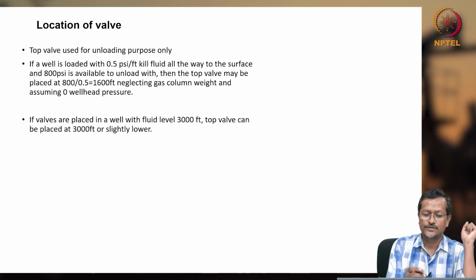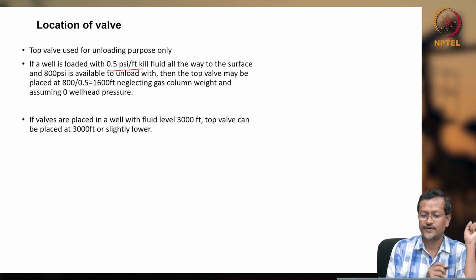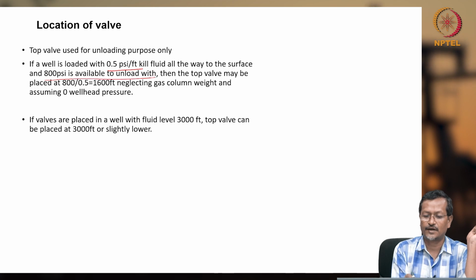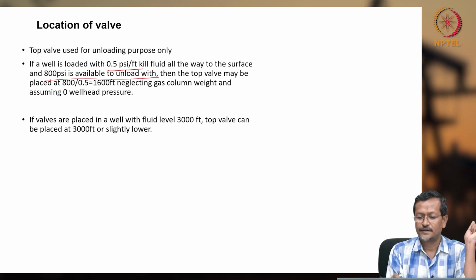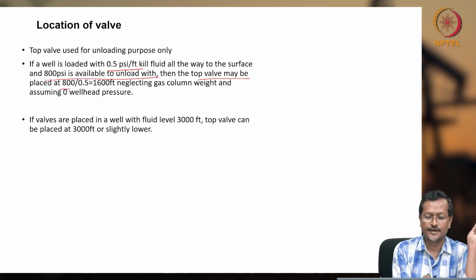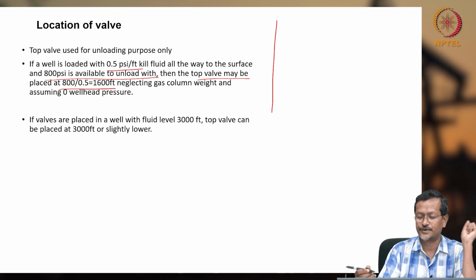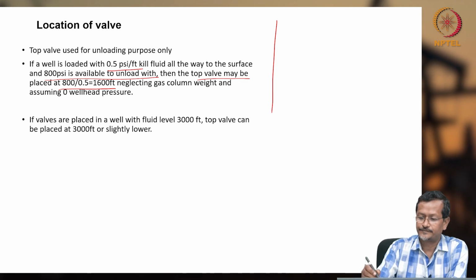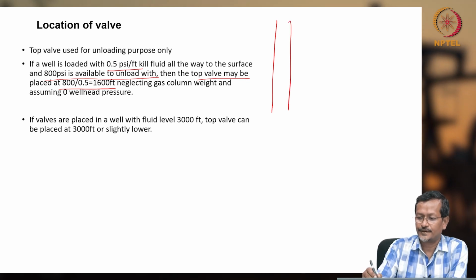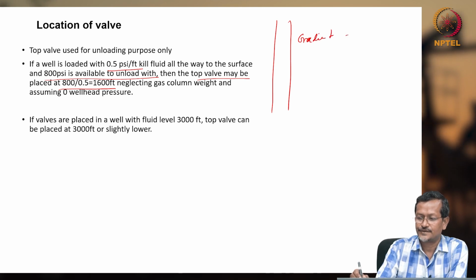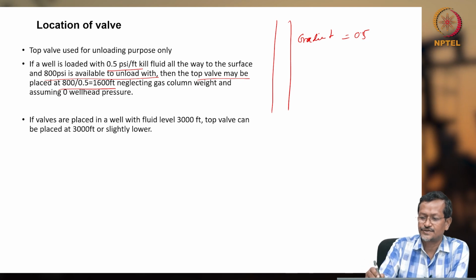Okay, if a well is loaded with 0.5 psi per foot kill fluid all the way to the surface and 800 psi is available for unloading, then the top valve may be placed at 1600 feet, neglecting the column weight and assuming zero wellhead pressure. If the wellbore is here and the gradient is 0.5, then the first valve can be placed at 1600 from the top.